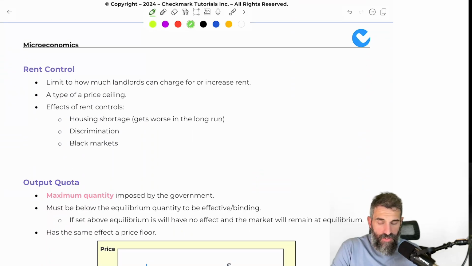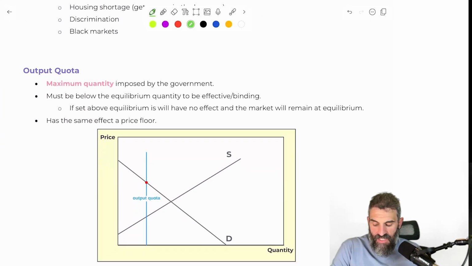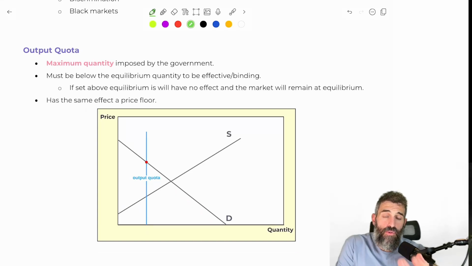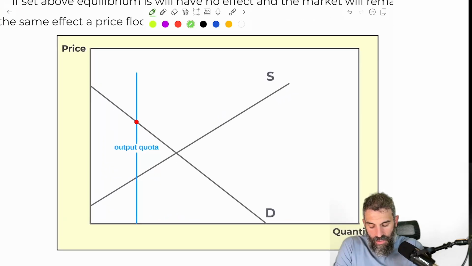As I said, rent control is an example of a price ceiling. The other one is an output quota. Now, this one's a little bit different. It's not actually a price control. Instead, it's a quantity control. It's a maximum quantity that the government allows. And this could be done because of pollution or for whatever reason, where the government says, no, you are only allowed to produce this much or a certain amount.